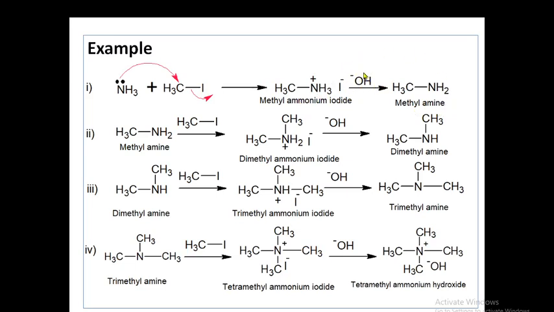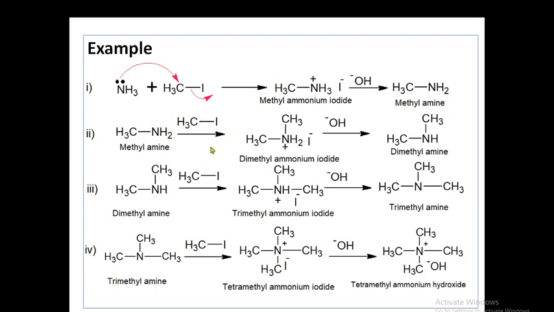With simple basic treatment, OH minus picks up the proton from the NH3 plus, or ammonium group, to form an amine. Similarly, if you take a primary amine and repeat the same procedure, the product you will get is dimethylamine. Simply, here instead of ammonia, it is the amine. Here is the lone pair that can attack this methyl.